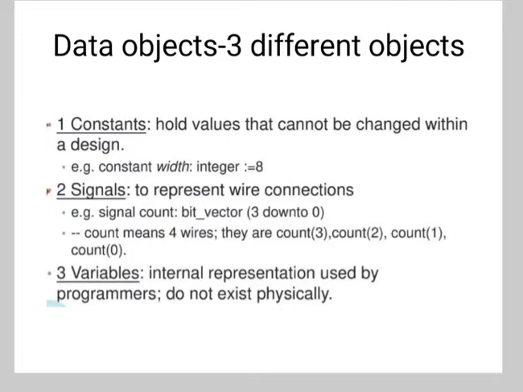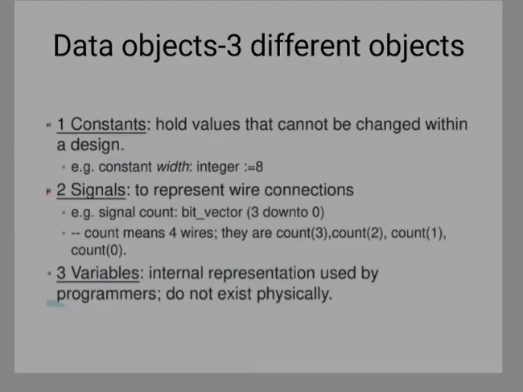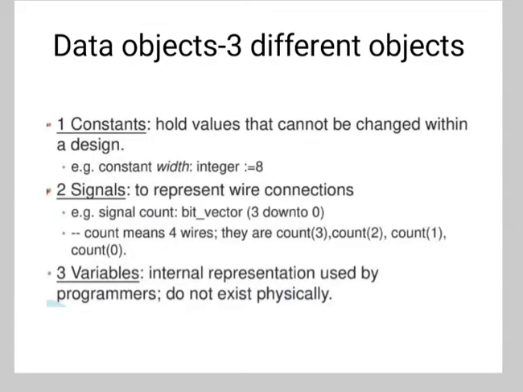And third is variable. Variable is an internal representation which is used by a programmer and it does not exist physically. A variable is an object with a single present value, and the value of a variable may change. Variables are used for storage in subprograms and process statements. All value assignments to a variable occur immediately.